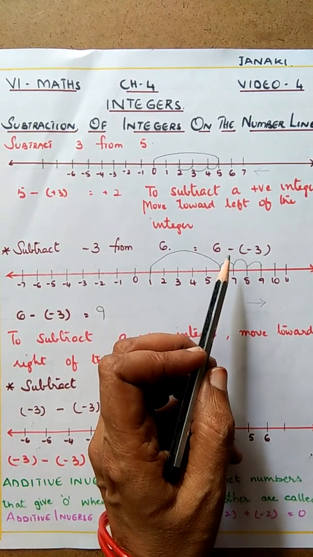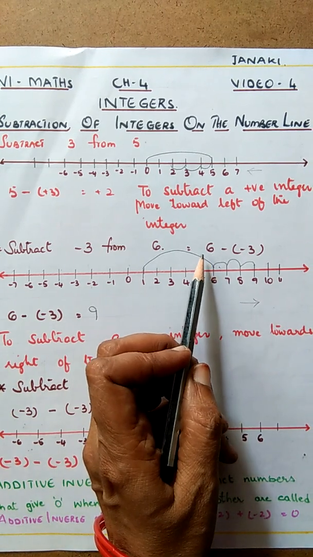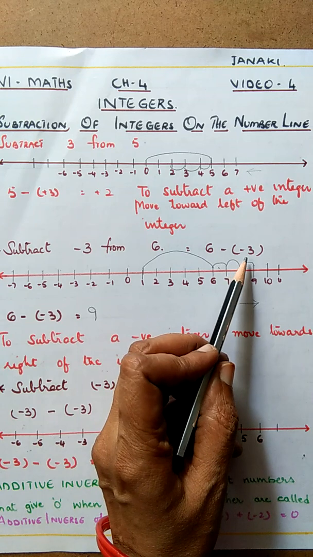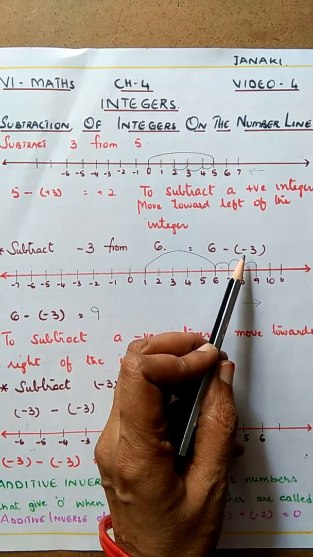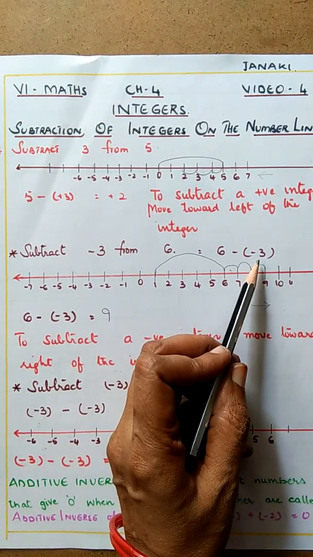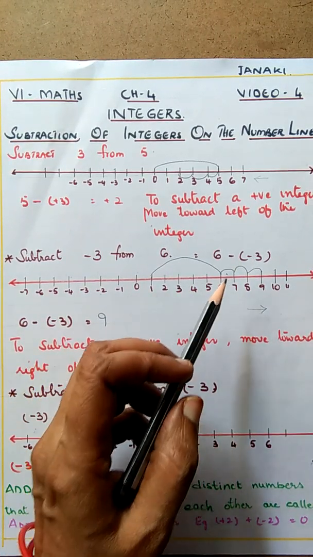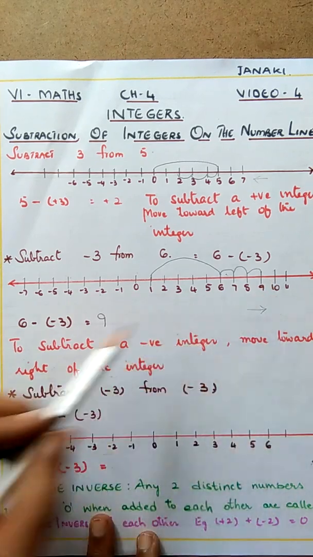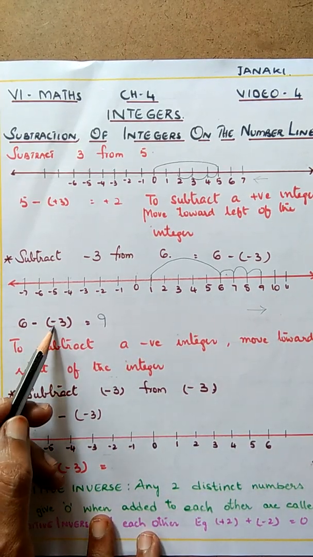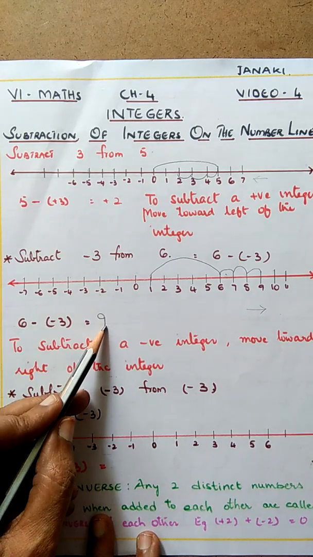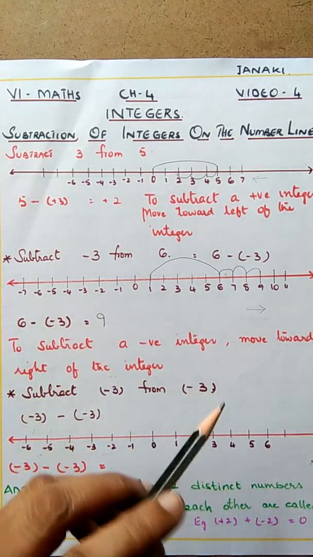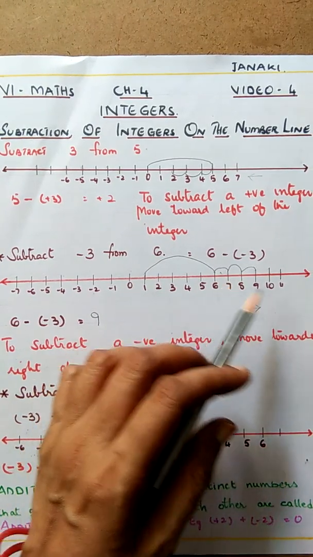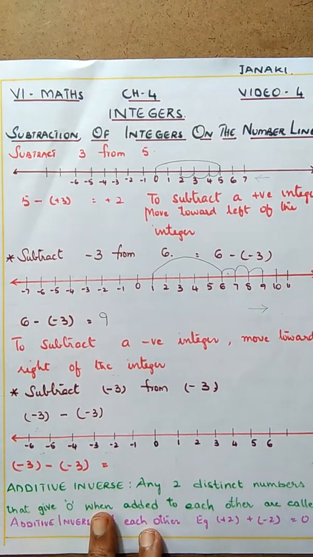Subtracting a negative integer from a positive integer. 6 is a positive integer, isn't it? And now you are subtracting minus 3. So when you are subtracting a negative integer, go towards right. So 3 places go towards right and you will reach 9. So 6 minus minus 3 is 9. So what you should remember, when you are subtracting a negative integer from a positive integer, you move towards right.